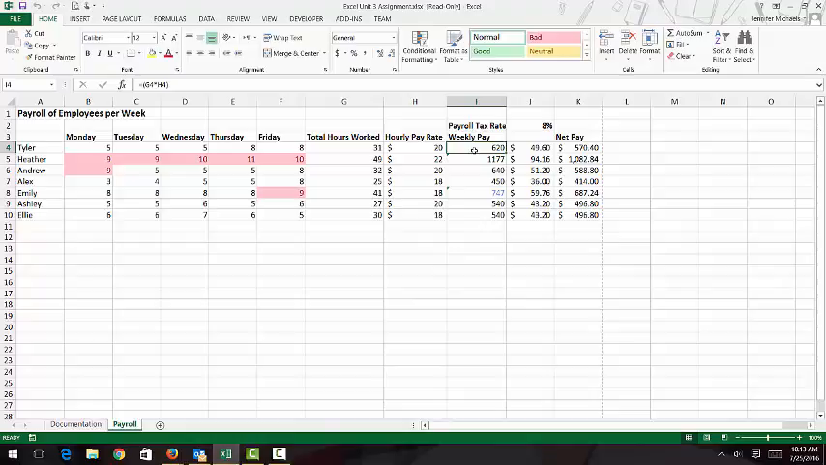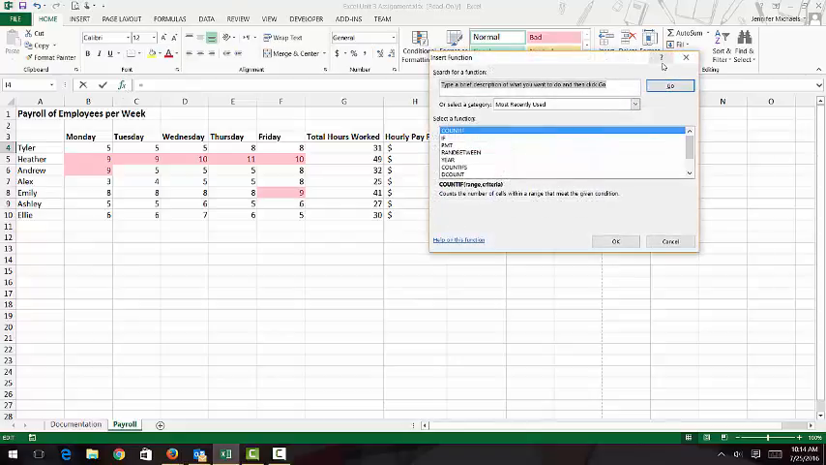So the nice thing is Excel has a function that lets you come up with a formula that lets you have the right formula regardless of whether they worked overtime or not. Okay, so you don't have to think about it. Excel's going to think about it. So I'm going to delete what you have here, and I'm going to hit the insert function button here.